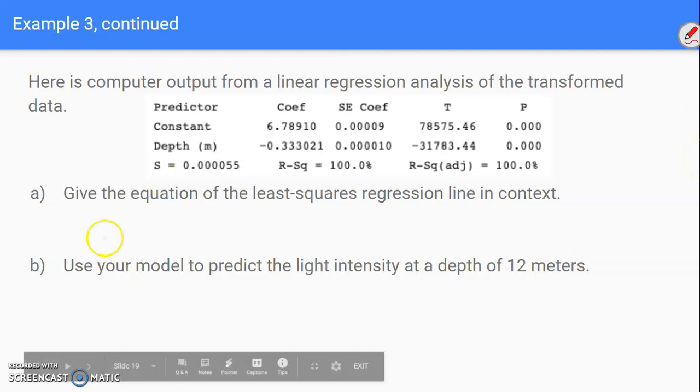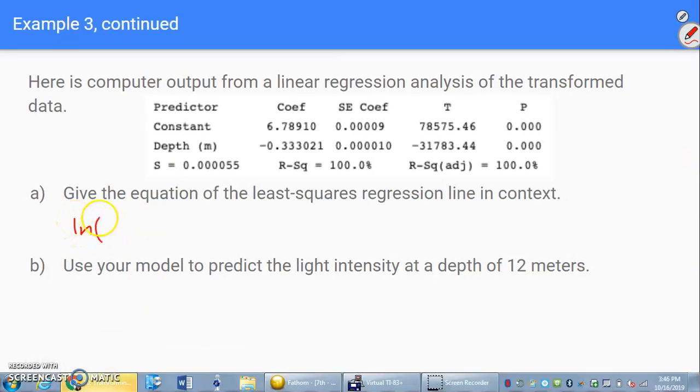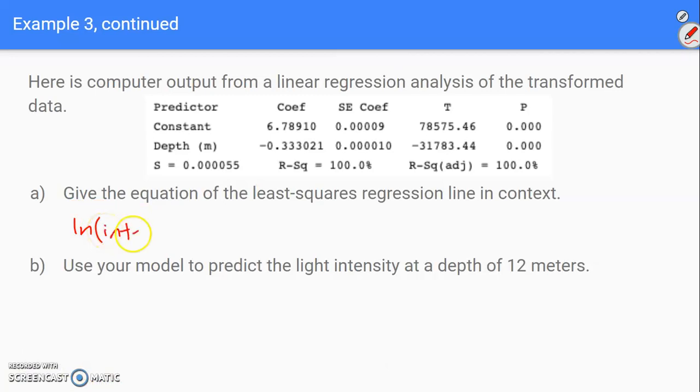So when I write my equation, my y, which was light intensity, is now going to be ln of light intensity, the natural log, because that's what they used, is equal to, again, I'm using my same form of an equation, so my constant is my y-intercept, 6.789. My slope is now negative, so minus 0.333 times depth. So we did not take the log of depth, we just took it of the intensity. And then I can use that equation again to find predictions.